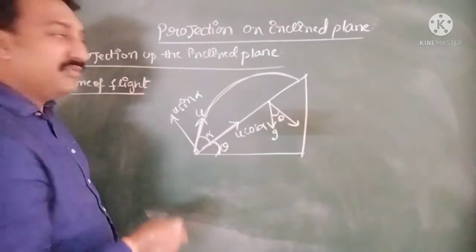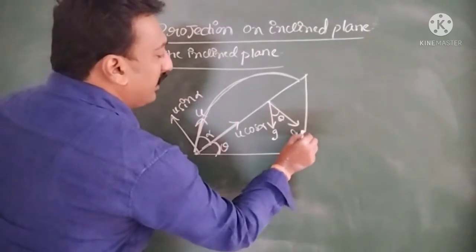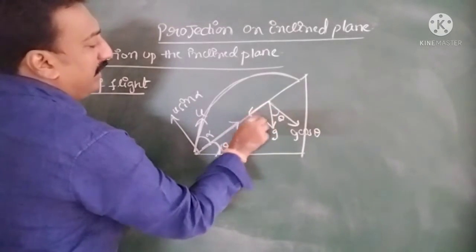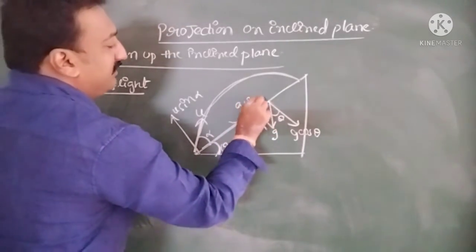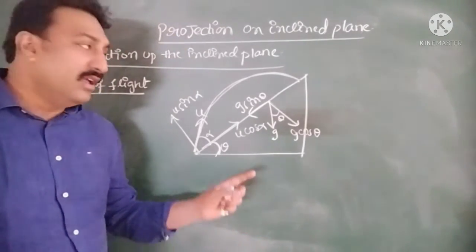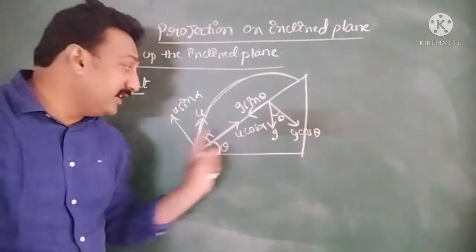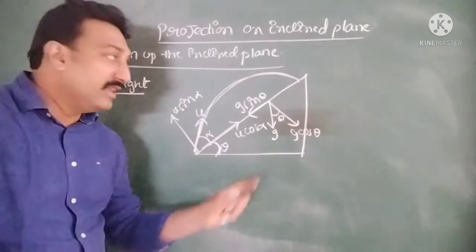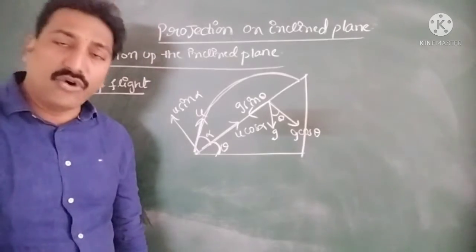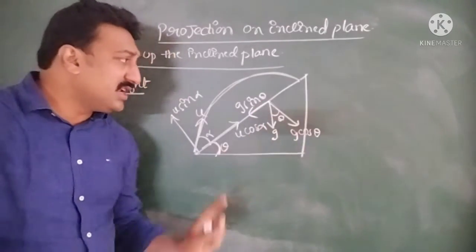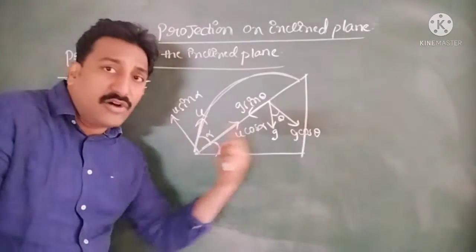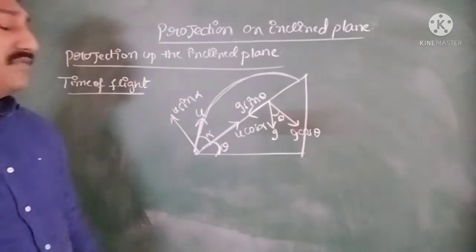Now if you resolve this g into two components, one component is g cos theta and another component is g sin theta. You see very clearly, g cos theta is retarding u sin alpha, and g sin theta is retarding u cos alpha. So g cos theta is downward for u sin alpha, and g sin theta is opposite to u cos alpha.